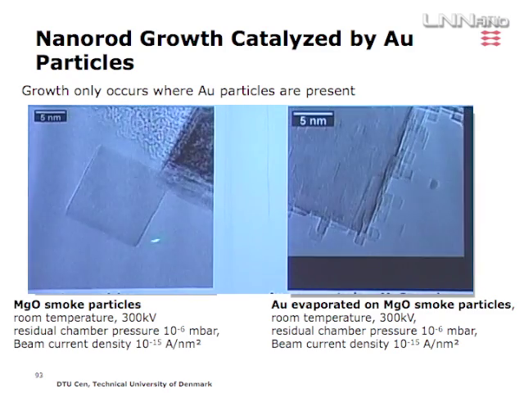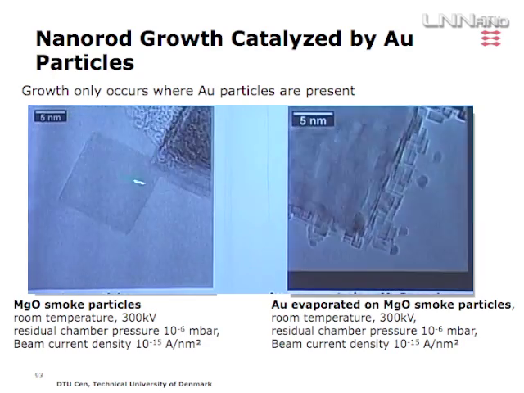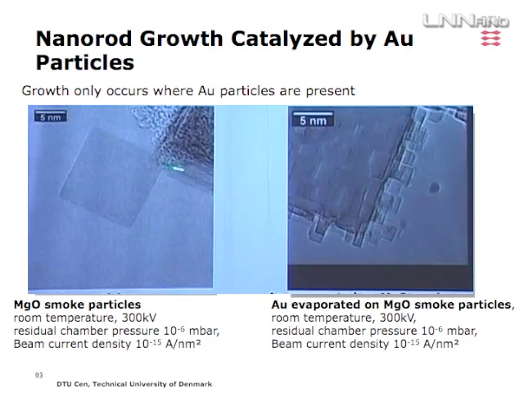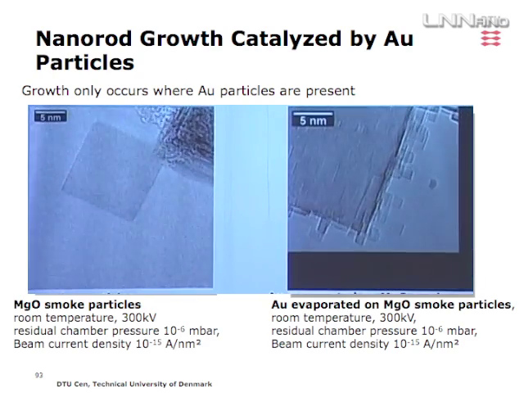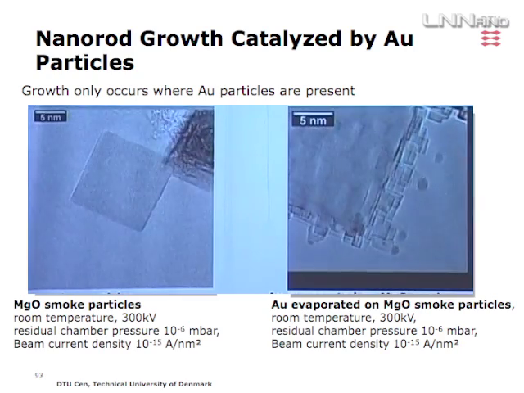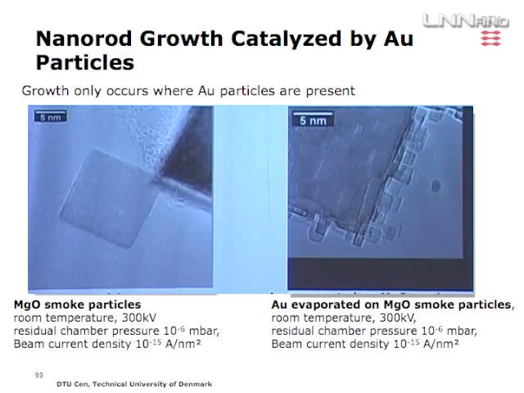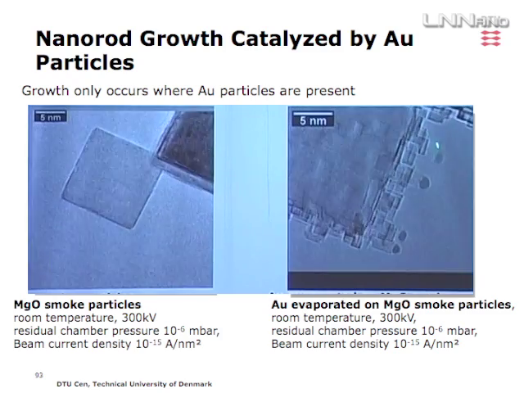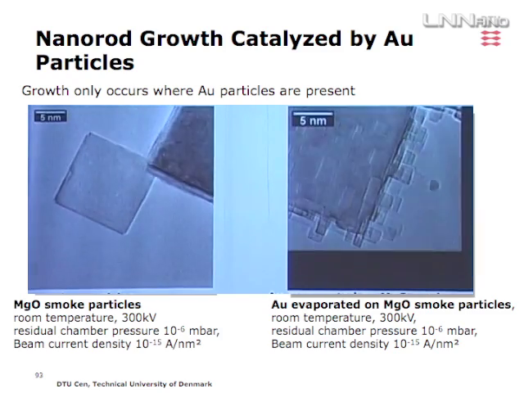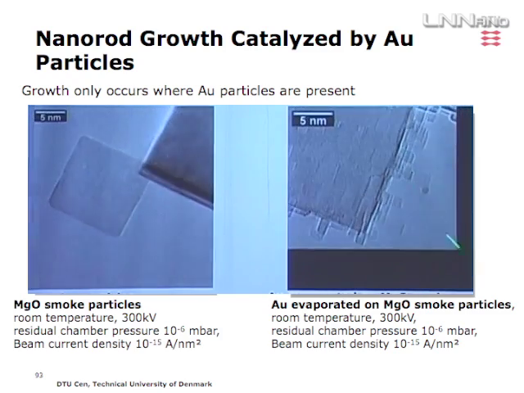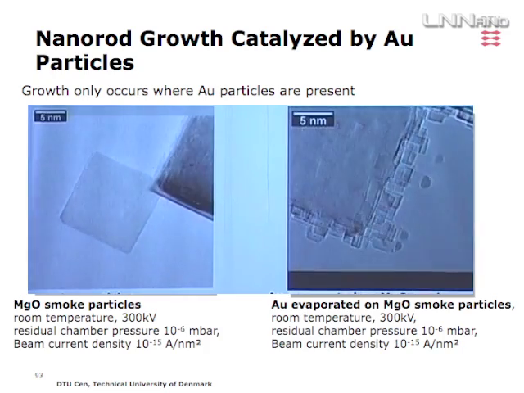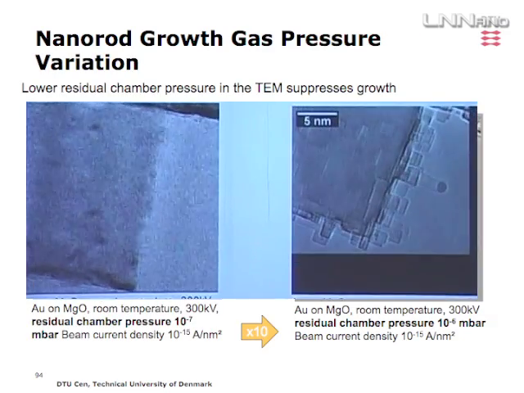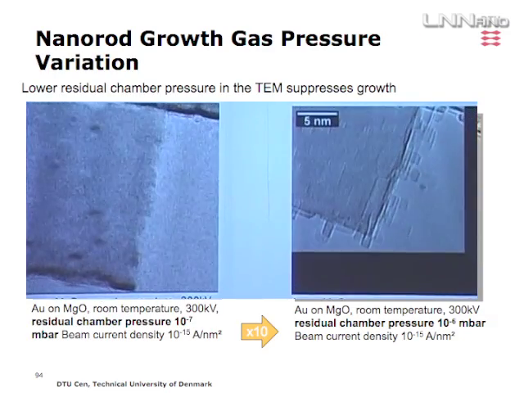First of all, this is without gold particles. Over here you have with particles. So you see everything else is identical. The residual chamber pressure and the beam current density are the same. Over here, absolutely nothing happens. Over here, you see these magnesium oxide rods growing as a function of time.